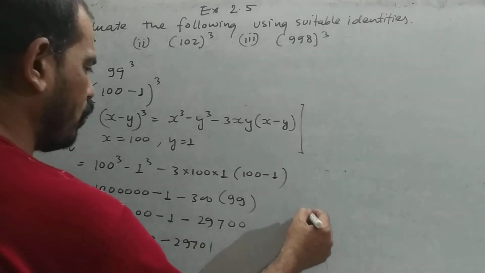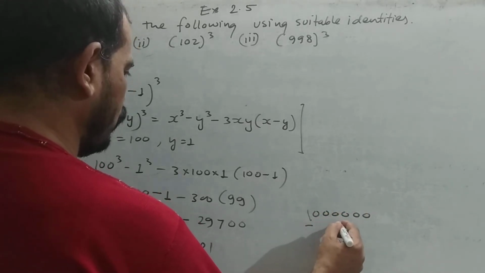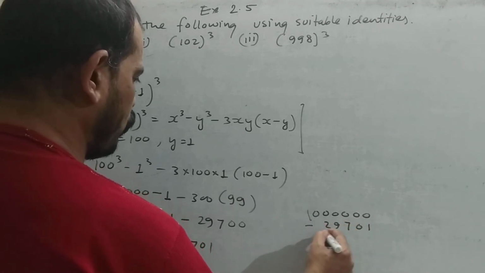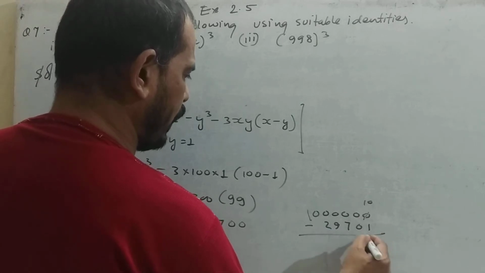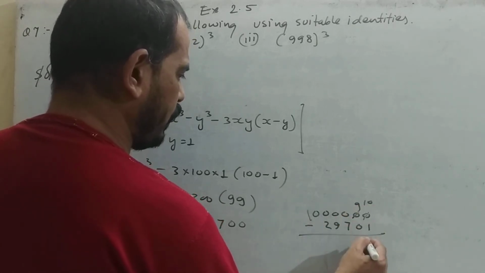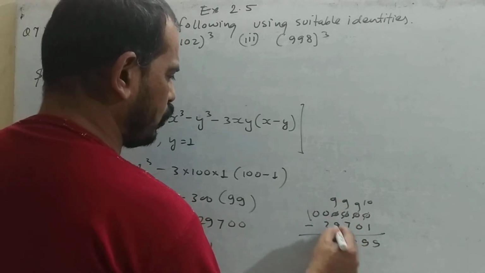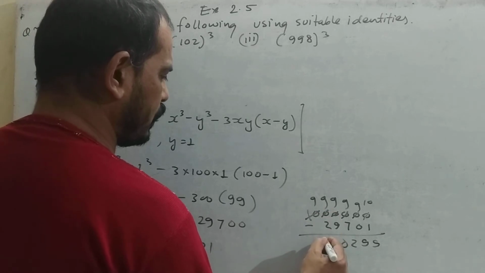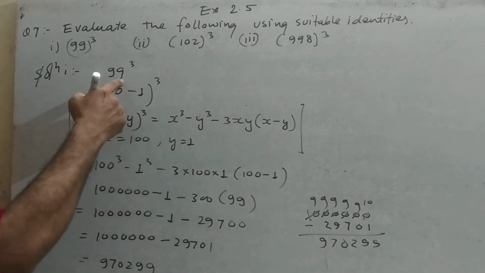Now subtract it. 1, 0, 0, 0, 0, 0, 0 minus this is 1, 0, 7, 9, 2. Cancel it. Here it is 10. 10 minus 1 is 9. This is 9 here. 9 minus 7 is 2. 9 minus 9 is 0. 9 minus 2 is 7. And this is 9. So the answer is 970299, the answer of 99 cube.